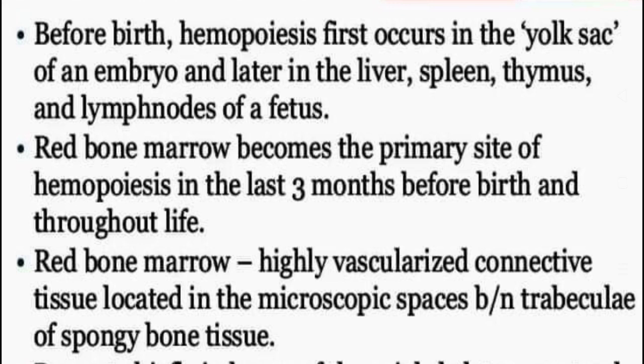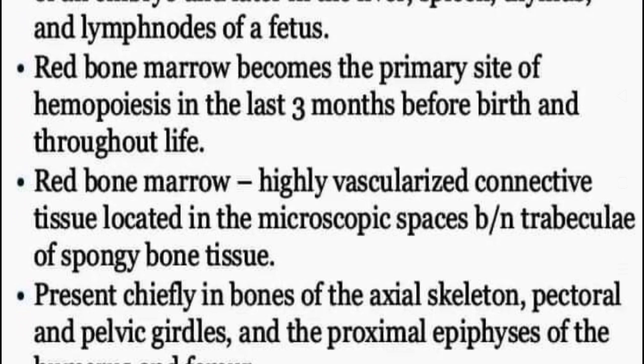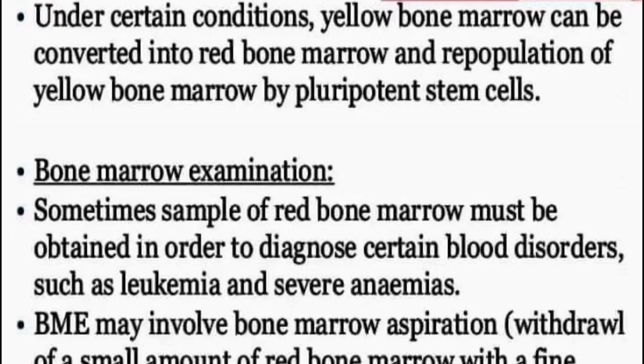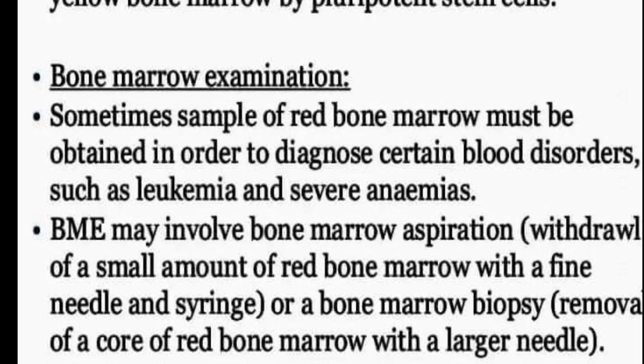Highly vascularized connective tissue located in the microscopic spaces between the trabeculae of spongy bone tissue, present chiefly in bones of the axial skeleton, pectoral and pelvic girdles, and proximal epiphyses. Under certain conditions, yellow bone marrow can be converted into red bone marrow, and repopulation of yellow bone marrow by pluripotent stem cells. Bone marrow examination.